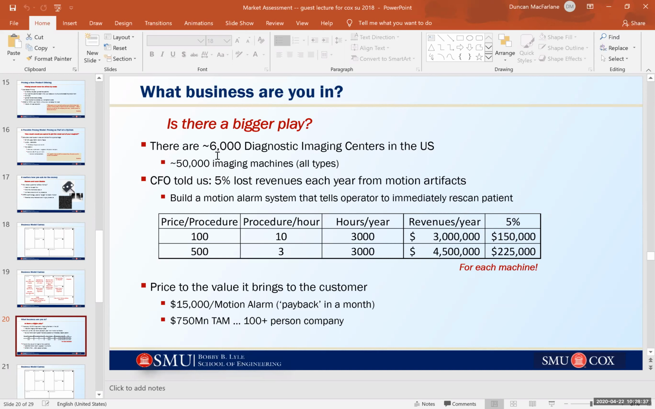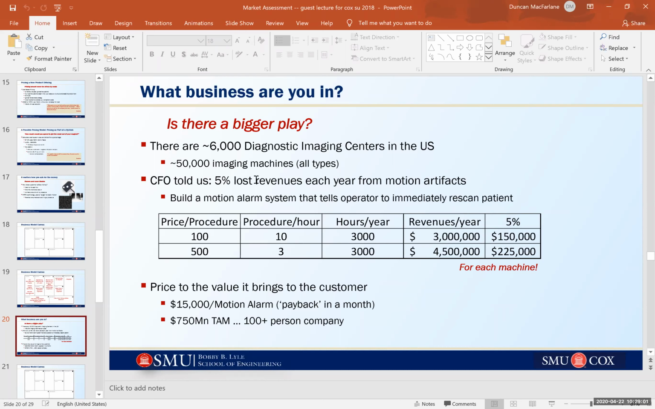And so it really just bugged them that they had a 95% yield and not a 99% yield on using their expensive capital equipment. So could we build a motion alarm system that tells the operator to immediately rescan the patient? So this is a much simpler product, a much bigger market. And what would that look like?